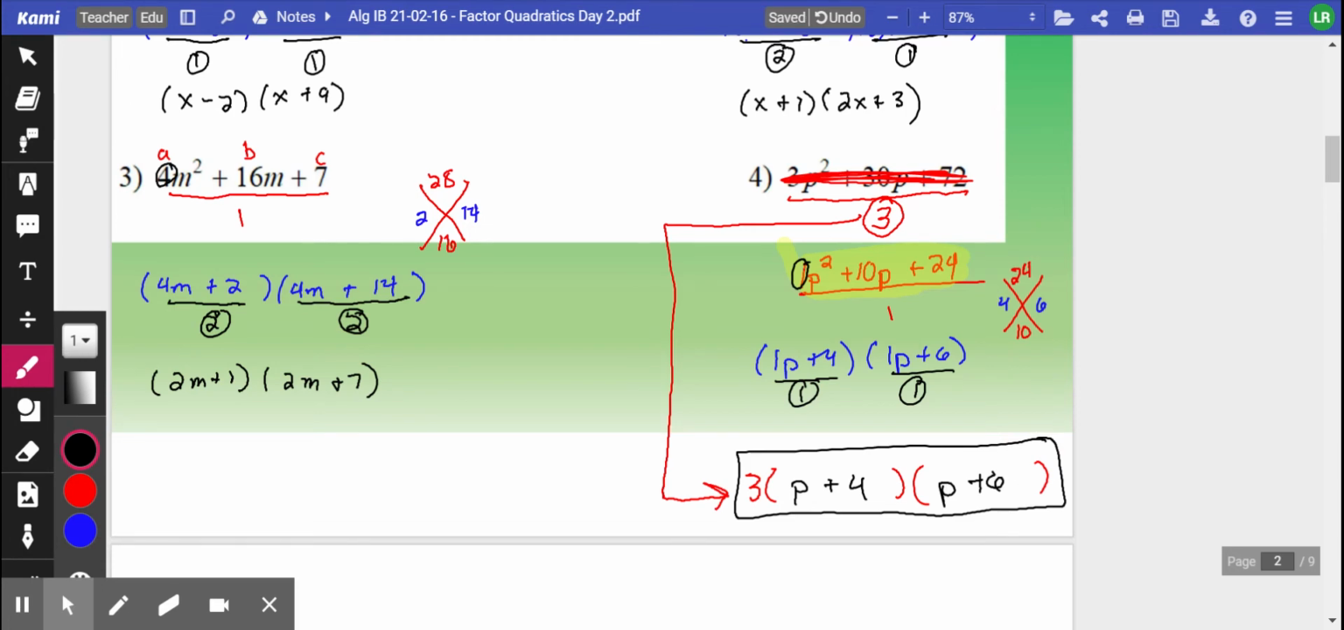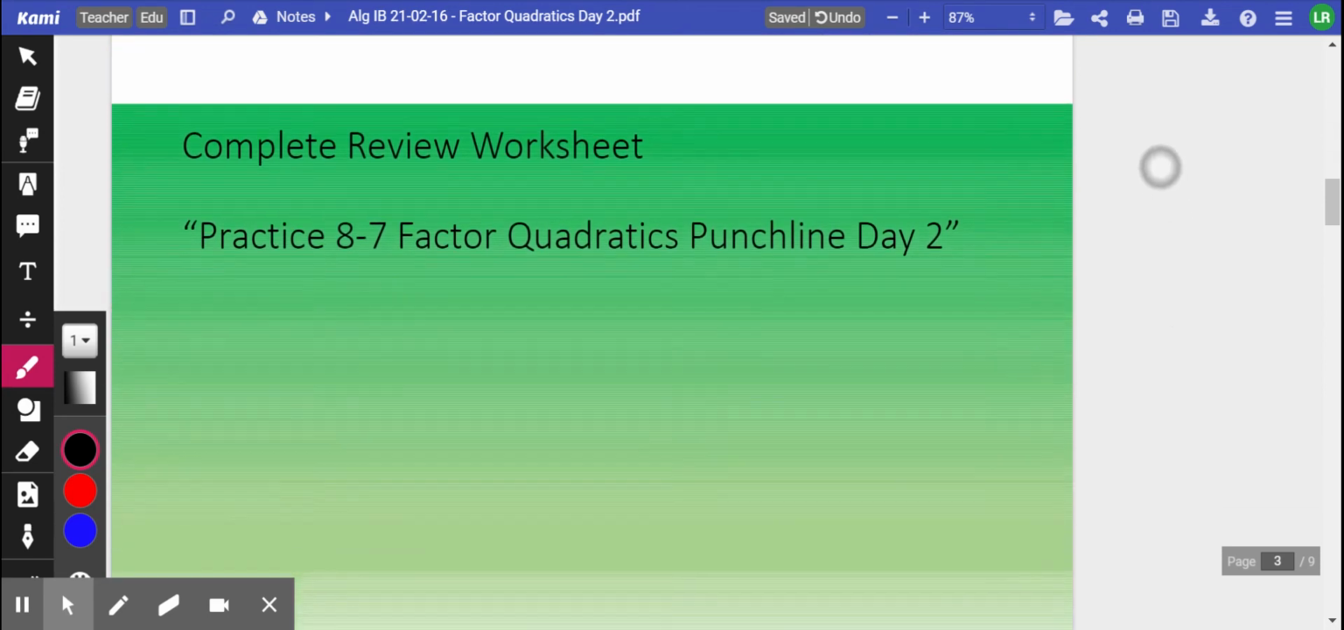Okay. Now, what I want you to do is go ahead and pause the video and open up the worksheet that says Practice 8-7 Factor Quadratics Punchline Day 2, and I want you to complete that worksheet. Okay. Actually, give me 1 second. I will make sure that you check the instructions on the Google Classroom assignment. I'm going to put on there which numbers you're going to do from this worksheet. I can't pull it up at this very second while I'm recording, but it'll be on there. Okay. Then come back when you're done.